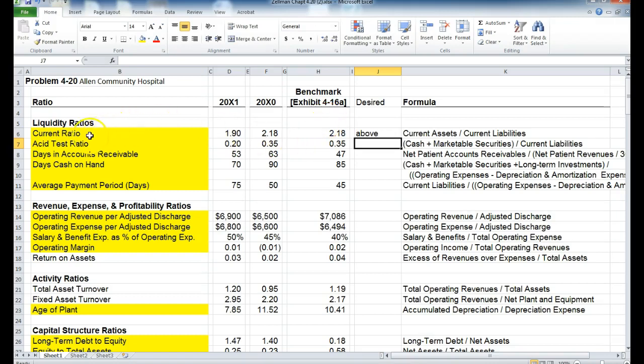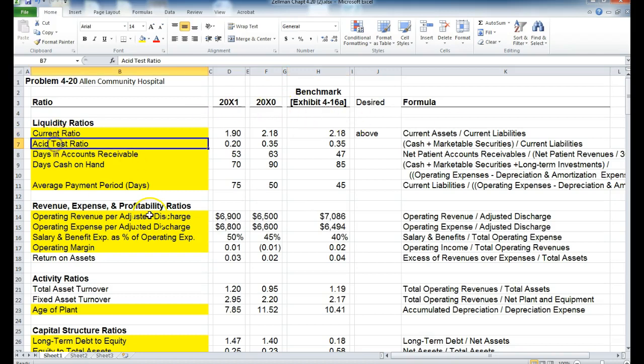If I were to describe this, for example, we would say that Allen Community Hospital in year 2000 was at the benchmark of 2.18 in terms of the current ratio, but they were trending unfavorably, as in 2001 they went below the benchmark of 2.18. And so what does this tell us? This tells us that while they may have a problem compared to the benchmark in paying their current liabilities, remember that just looking at one ratio, we don't want to conclude something. We want to look at ratios in totality.